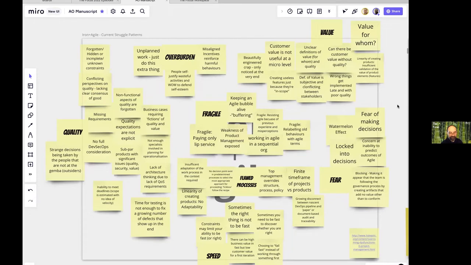Then lastly is fear, and you will notice that fear is always a pattern that we've observed. The iron triangle we've seen instances of where it is being used to instill fear in project managers or in delivery teams. One of the things there is you're locked into decisions, with no opportunity to renegotiate in light of new information. You're locked in that.